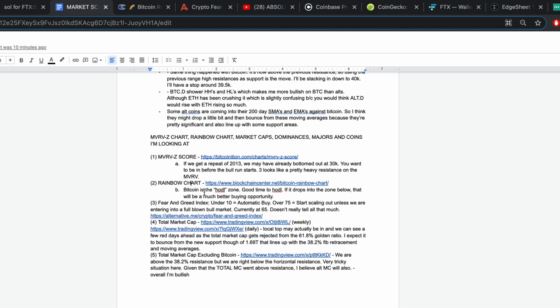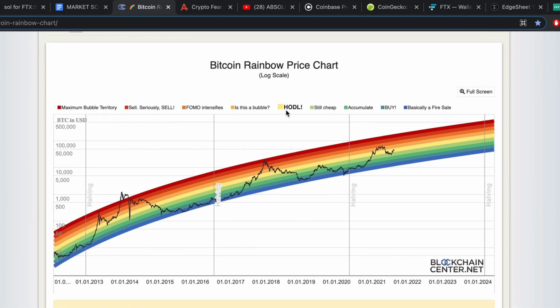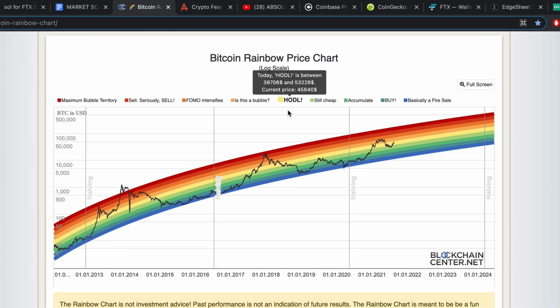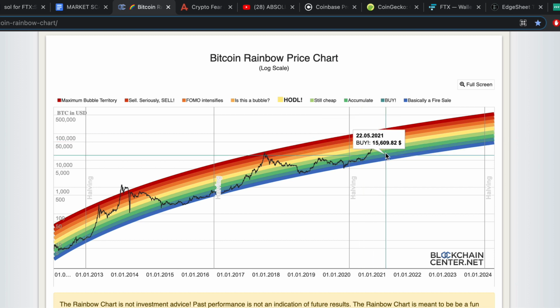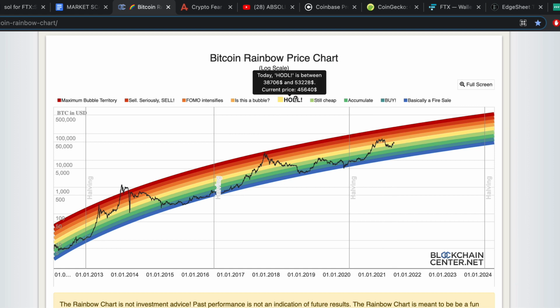Rainbow chart. Bitcoin is in the hodl zone. Good time to hodl. If it drops into the zone below, that would be a much better buying opportunity. This was a meme chart, but it's worked out really well. And meme coins have worked out really well. So I'm going to continue using this chart. We are still in the hodl zone, so I'm not going to sell here because we're in the hodl zone.